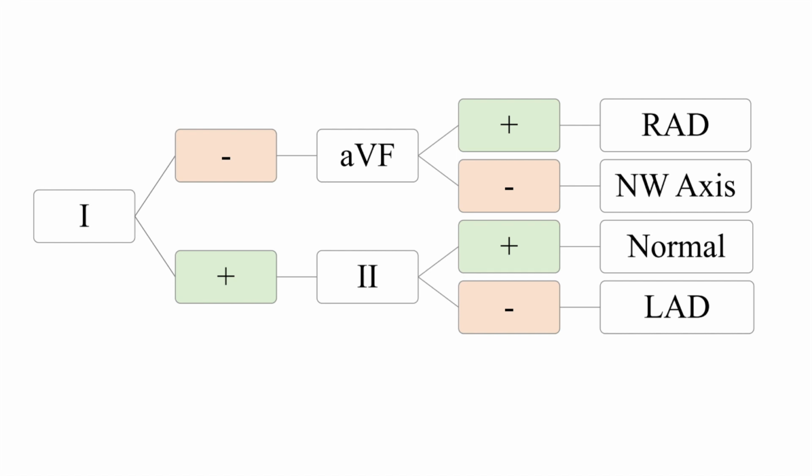So as you're working in the emergency department or just in the clinic and looking at EKGs, you can very quickly, in less than 5 seconds, determine if it's normal by just looking at lead 1 and lead 2. If both lead 1 and lead 2 are positive deflections in the QRS complex, then you have a normal axis.